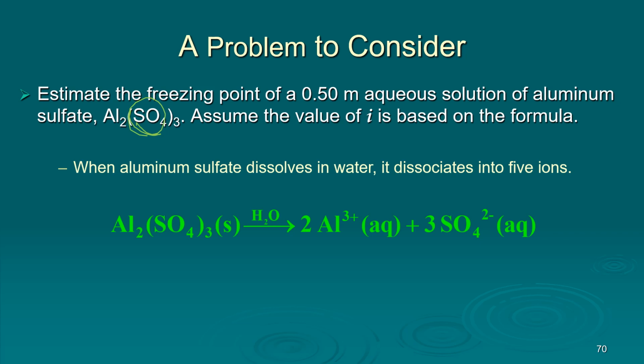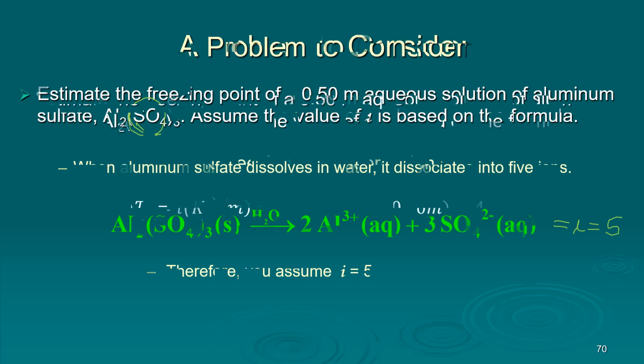If you need to go back and review your polyatomic ions, it's probably chapter 4 in your book, where you need to be able to figure out how a compound will dissociate, pull it apart and write it as its ions. You don't have to write it out, you just have to be able to know. Notice that there are 2 aluminums and 3 sulfates, so that's a total of 5 particles. So we assume i equals 5.